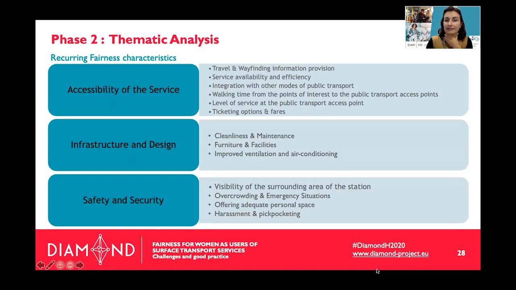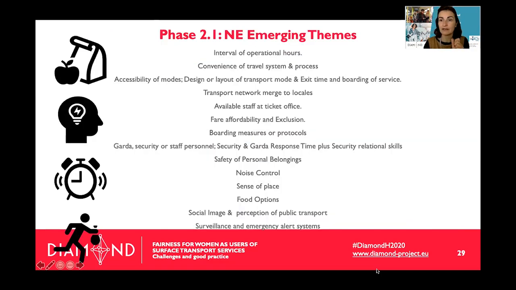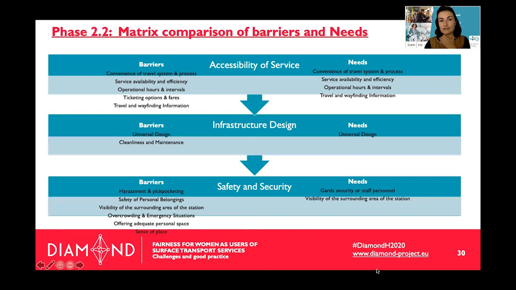And the thematic analysis confirmed the main three overarching themes and confirmed some of those characteristics, but was also able to point out some significant differences in emerging themes that were found to be worth considering, like noise control, sense of place, food options, the fact of having a food option as part of the service, and the social image of using public transport, how it's perceived. Surveillance and emergency alert systems were also considered an important theme in the satisfaction of the users.